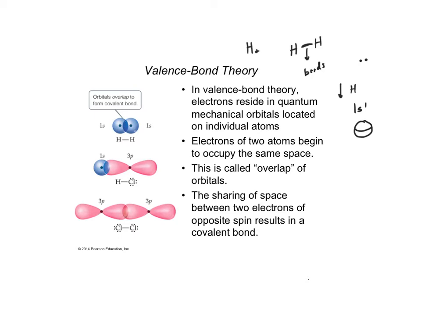So that's what valence bond theory attempts to do. It attempts to start explaining bonding in terms of treating the electrons as these orbitals instead of treating them as dots. That's the basis. We're going to start to look at bonding in terms of quantum mechanics as opposed to treating electrons as dots or lines, drawing these simplistic structures.